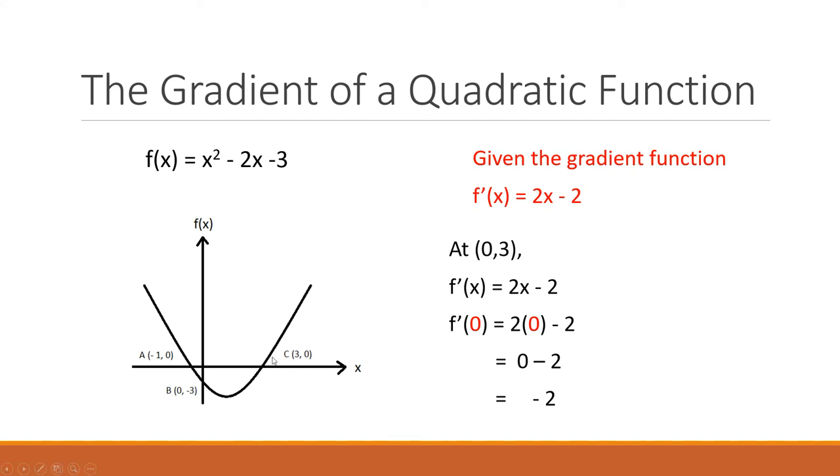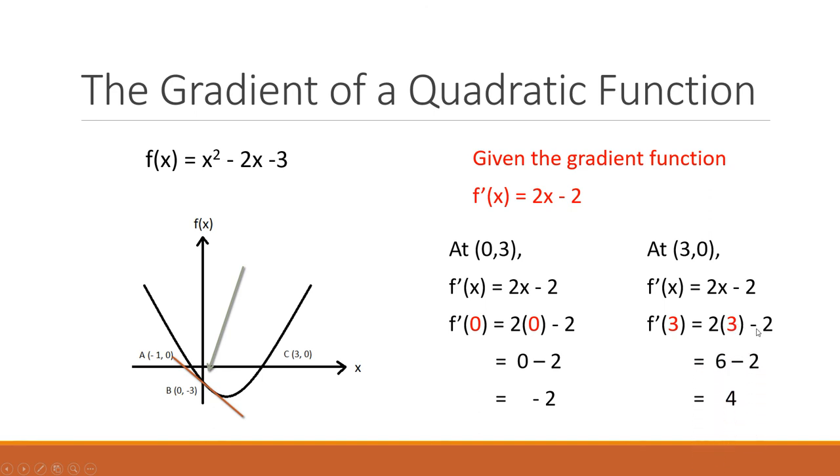Now let's look at point C, (3, 0). This is a negative gradient because it's sliding down. Now, if we look at point (3, 0), which is point C, this is the same gradient function that I took from up here, the one that's highlighted in red. I'm going to substitute my x value. So f'(3) = 2 times 3 minus 2, and I find that my gradient for that specific point is 4. At point C, the gradient is positive 4, which makes sense because this line is heading up. Whenever our lines are heading up, it's going to be a positive gradient.